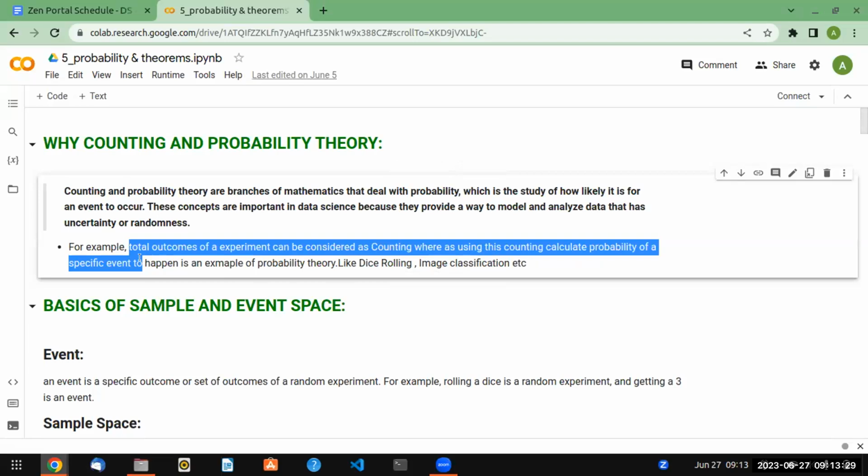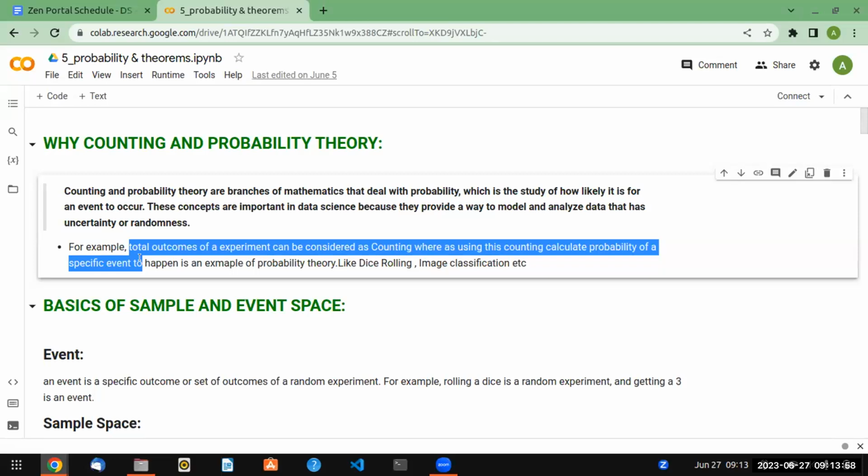So rolling a dice is the experiment; what is the outcome? If I roll a dice, I'll get either 1 or 2 or 3, like that. So when I count this, how many possible outcomes are there? 6. Any number from 1 to 6 you can get. So here what we are doing is counting, and based on this counting, we're calculating the probability.